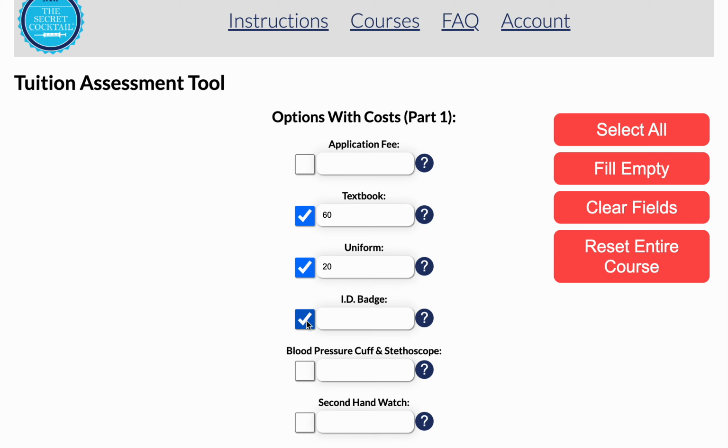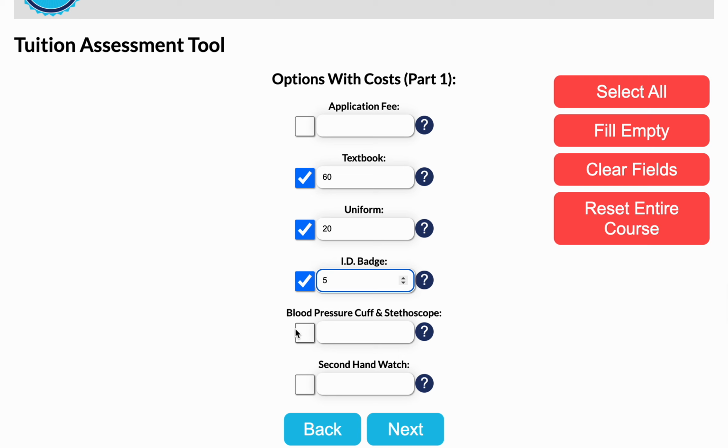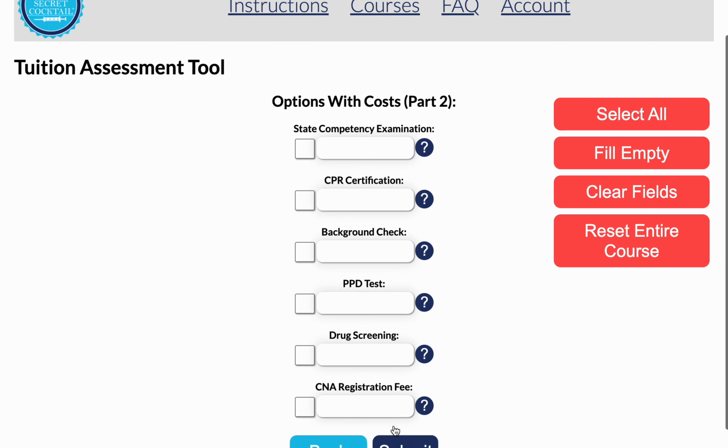Next is the ID badge. Everyone has to create an ID badge for their students. Typically one ID badge is not going to be over $5 unless you're buying a big, extra thick ID badge that a large company would be utilizing. All right, next question. Do you plan on providing a blood pressure cuff and or stethoscope for your student? No. Okay, that's fine. And no secondhand watch. Okay, we're going to go next.